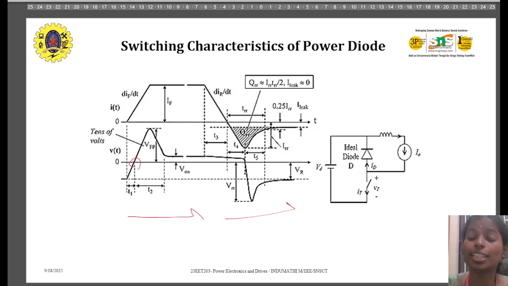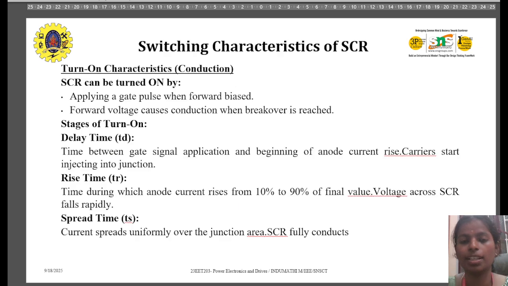So what are the factors that affect reverse recovery? Here it is junction temperature. There will be some junction temperature already there, so it does not allow the device to switch off immediately. Next, doping level and device structure. Next, rate of fall of current. So these are the factors that affect the reverse recovery of a diode. So next we'll look at the switching characteristics of SCRs.